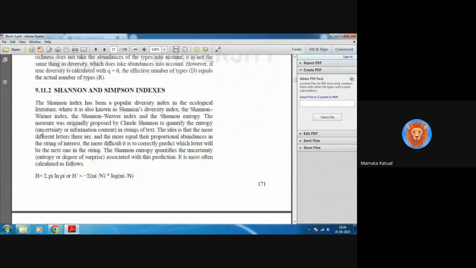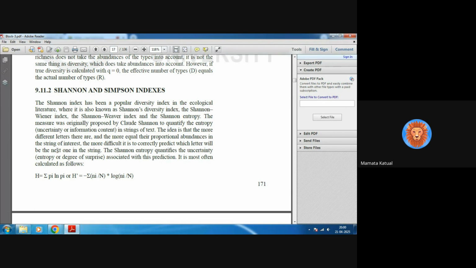So we can calculate the relative abundance. That means first we have to calculate the abundance of species A. Species A abundance is 5. If the total abundance of species A, B, C, D, and E is 29, then the ratio, that means the abundance of species A, 5, divided by 29, will give you the relative abundance.